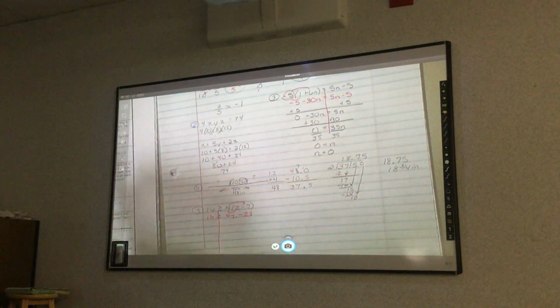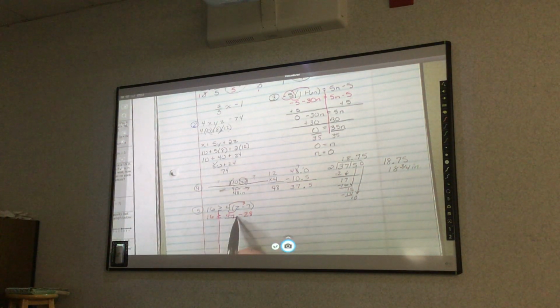Now draw my line. Now get to work. Box that up. Add 28 to both sides. 16 and 28 is 44. So I got 44 is greater than or equal to 4z. Divide by 4. Divide by 4. And 11 is greater than or equal to z. Rewrite it: z is less than or equal to 11.